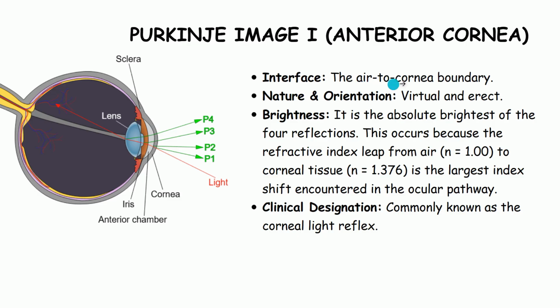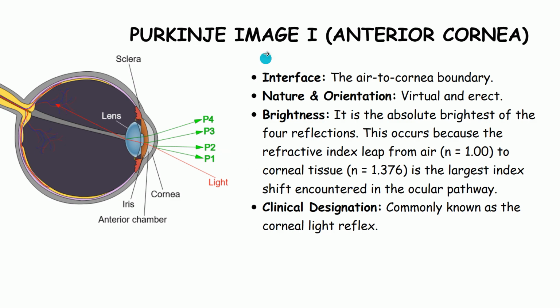Then the interface is the air to cornea boundary. The nature of that is virtual and direct because the surface here is convex. And then brightness: it is the absolute brightest of the four reflections. Why? Because of the refractive index leap from air to corneal tissue. It is the largest index shift encountered in the ocular pathway. So compared to the others, P2, P3, and P4, P1 is the brightest because of the difference between 1 and 1.376.